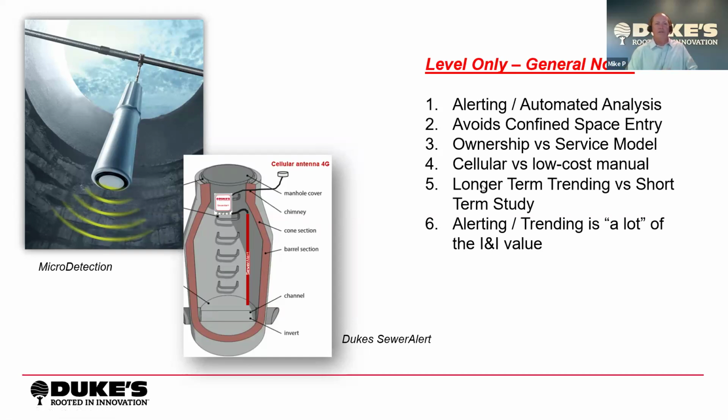Short term is usually centered around an I&I detection program of some sort. Longer term could be that, but it could also be, hey, I'm just looking at the standard level during dry weather, and if it's gradually increasing over a 2-year period, let's say, that could indicate potentially debris downstream in the sewer pipe. And then number 6 is just to point out that alerting and trending is most of what's going on here.